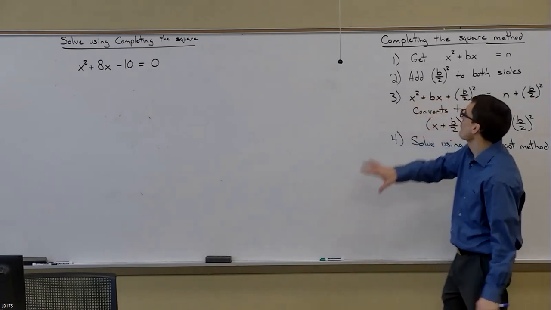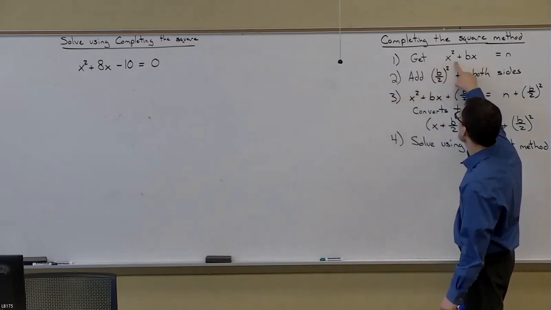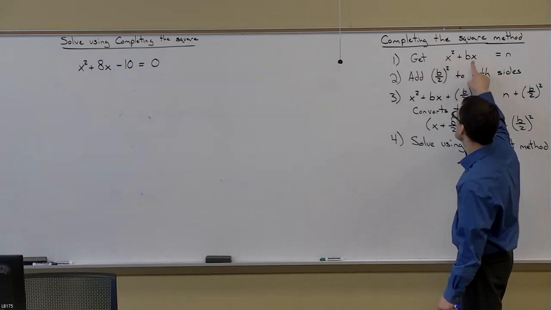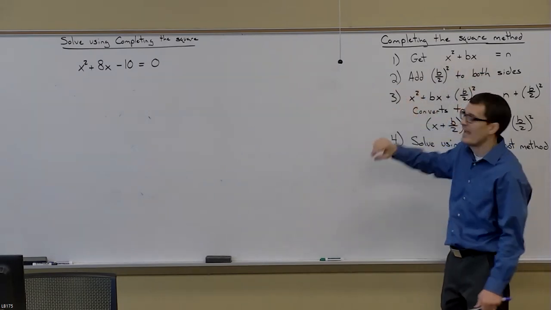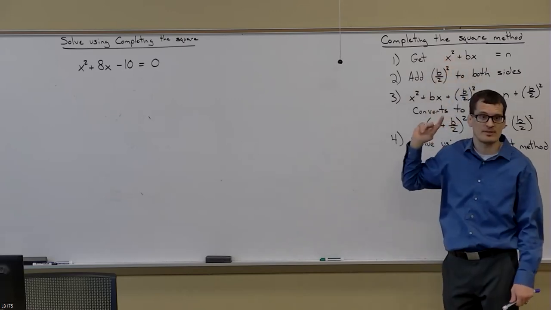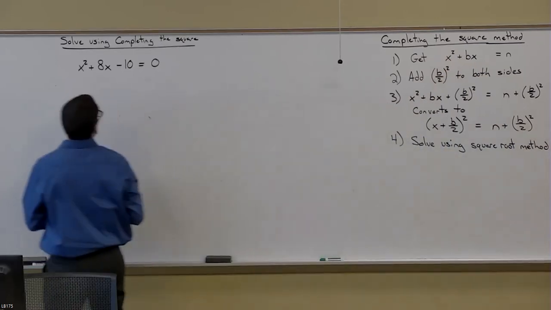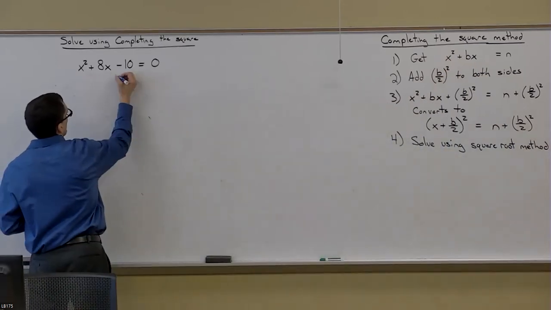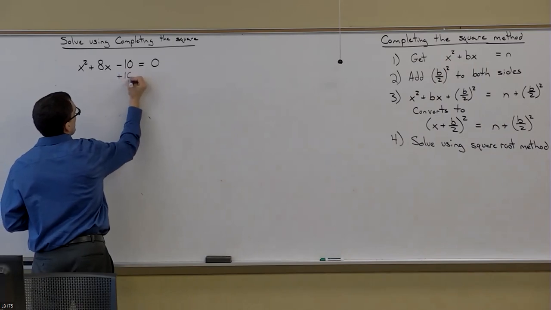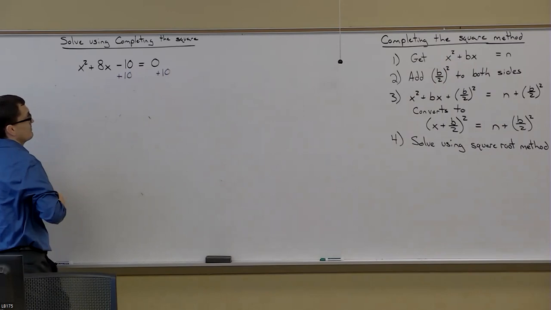So this says let's use completing the square. That means I need to get the x squared and the x term on the same side. And also I need to get a 1 in front of this x squared term. To get the x and the x squared term on the same side and a number on the other side, I'm just going to add 10 to both sides.